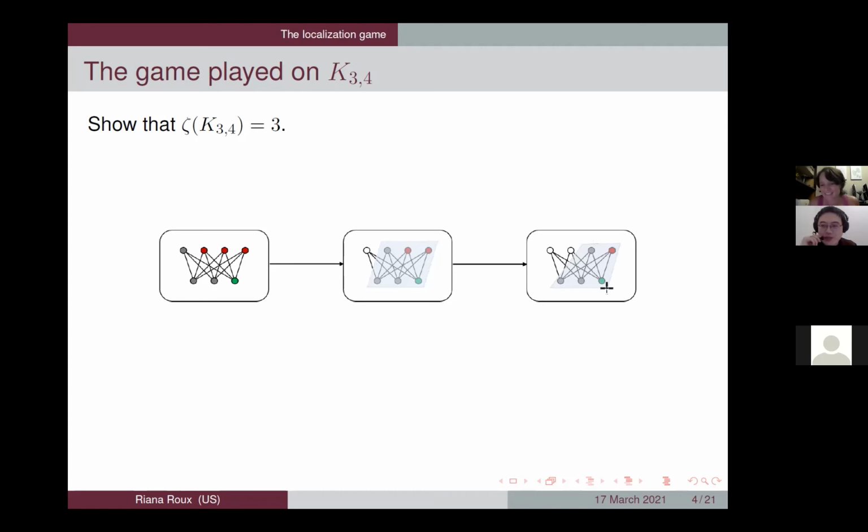Yeah, a quick question, Riana. So what happens if you place 2 gray nodes on the top and 1 on the bottom? Does that change the game? So 2 gray nodes at the top and 1 at the bottom? Yes.